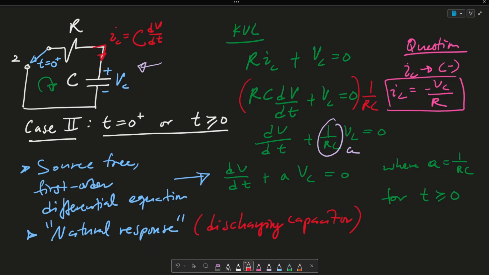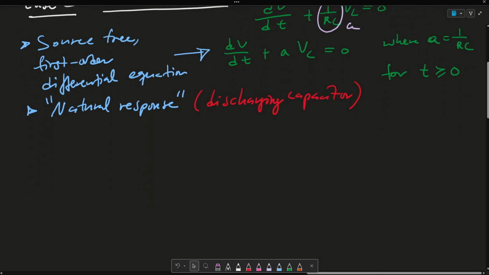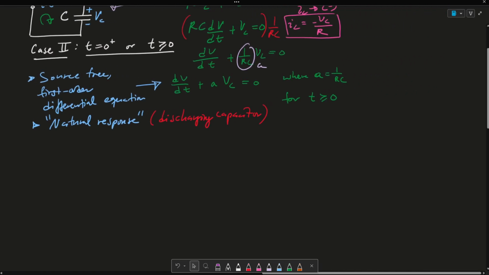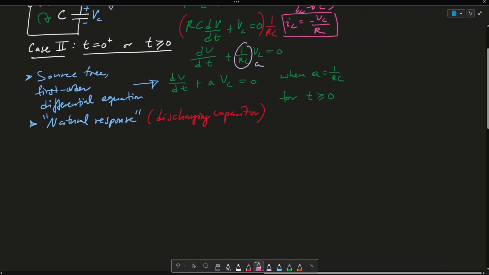I hope that makes sense. What I'm going to do now is write out the solution. Let me zoom out a little bit to this differential equation, and that will be the conclusion of the video. So the solution.